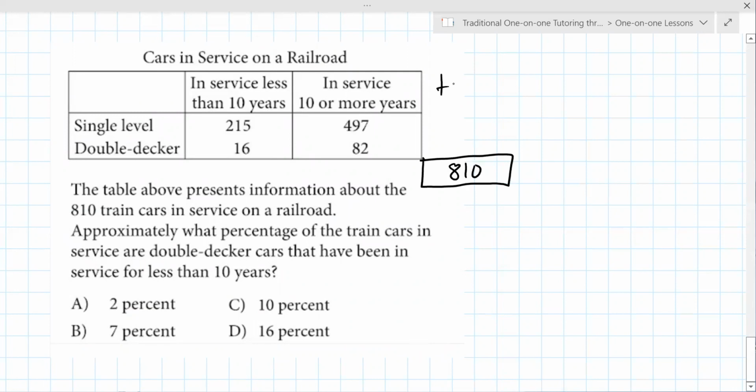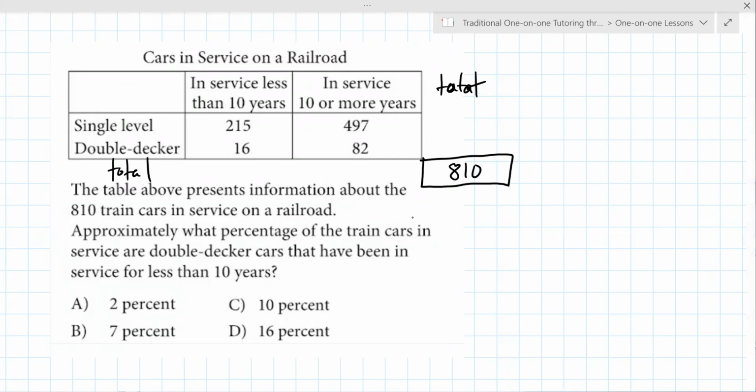So sometimes they give you the total like they did in the last problem, and sometimes you have to calculate the total. But maybe you don't need it, maybe you do. It depends on the problem. So it says approximately what percentage of the train cars in service are double-decker cars that have been in service for less than 10 years.